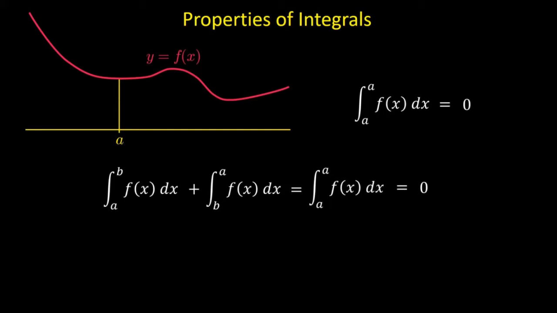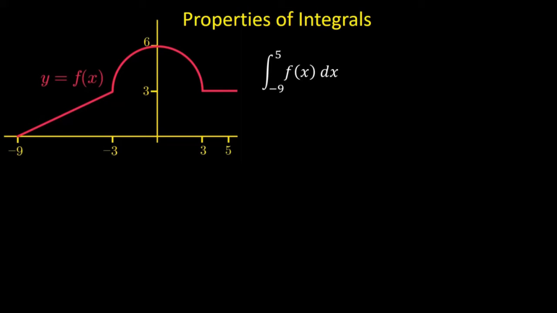Here I'm using a previous rule where I went from a to b to c, but I'm using a special case of that, which is if c happens to equal a. Then the integral from a to b plus the integral from b to a must be 0. And then you can solve and get the integral from b to a is minus the integral from a to b. Now this is a fact that I mentioned before, and here I'm giving a slightly different explanation.